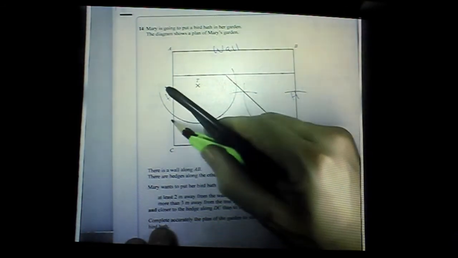So what that means basically is that's 45 degrees and that's 45 degrees. So the region in which she could have her bird bath, remember it's got to be at least 3 metres away from T. It's got to be closer to this hedge down here, and it's got to be quite a way away from that wall at the top.